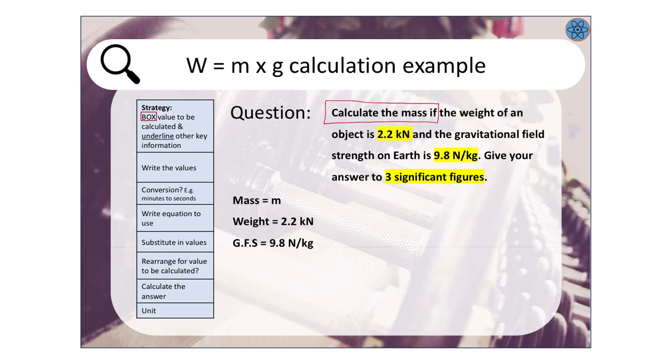The next box down on the left says write the values. So mass equals m, because that's what we're trying to find out. Weight we said was 2.2 kN, and gravitational field strength, or GFS, we said was 9.8.